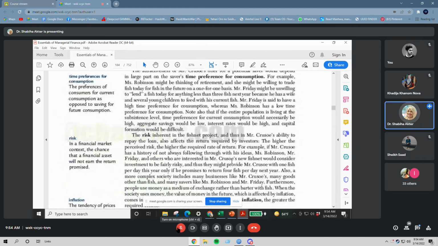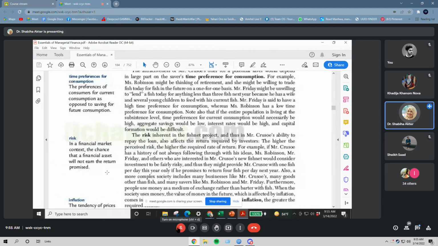For example, of course you will go through the example in a very simpler way. If the investor finds Mr. X more risky, maybe whatever he's offering, he cannot fulfill that. I mean, he cannot build a fish net. He cannot catch more fish with that. He is more risky.